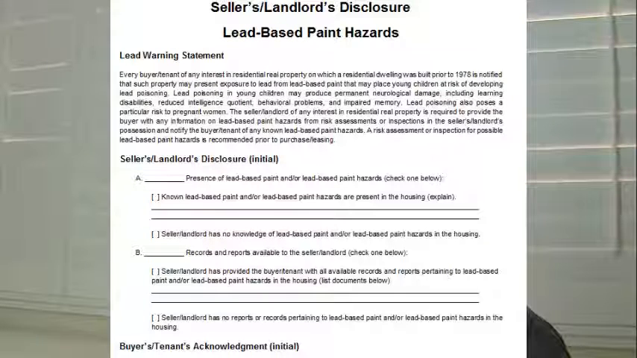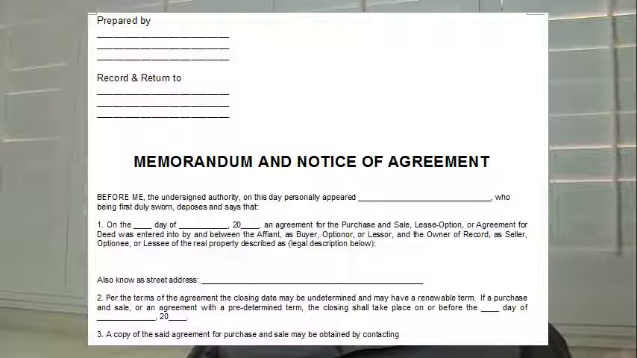We also need to have you understand how to put an addendum on that standard agreement. What's a required lead-based paint disclosure that most states have. And then we give you these forms: purchase and sale agreement, memorandum, seller's landlord disclosure, lead-based paint hazards disclosure.